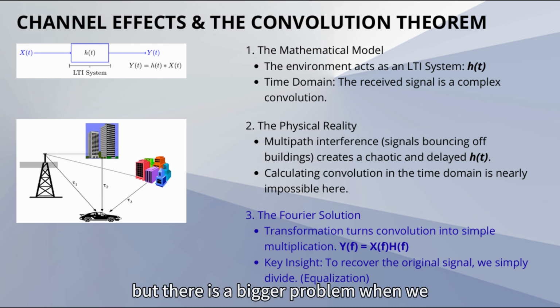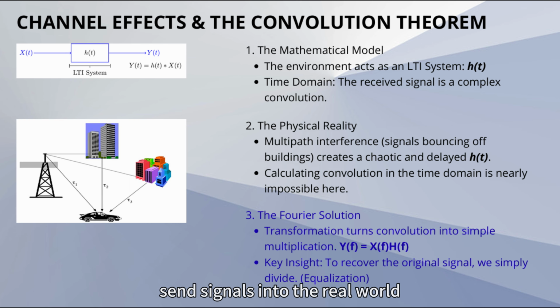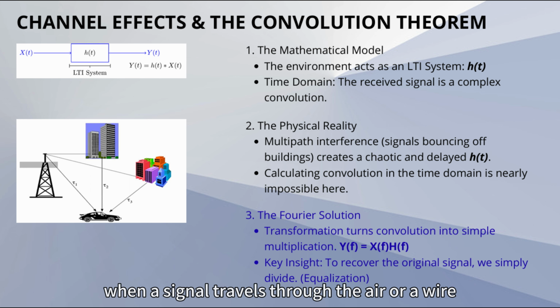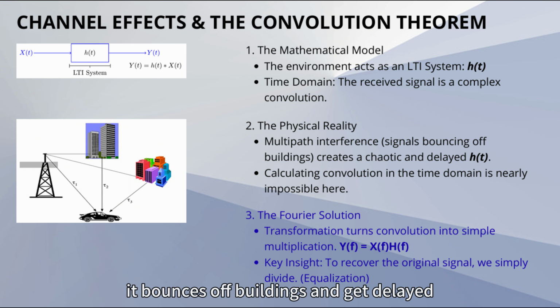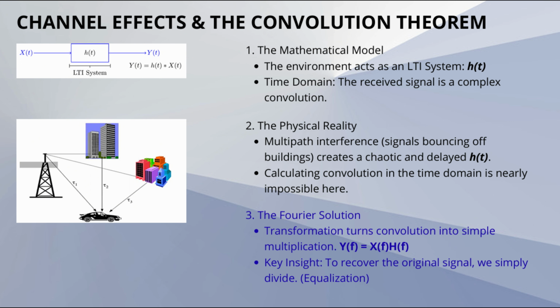But there is a bigger problem when we send signals into the real world. When a signal travels through the air or a wire, it doesn't survive perfectly. It bounces off buildings and gets delayed, creating multipath interference. Mathematically, the environment acts as an LTI system, and the distorted signal we receive is a convolution: y(t) equals x(t) convolved with h(t).